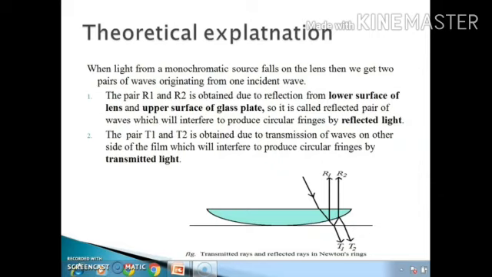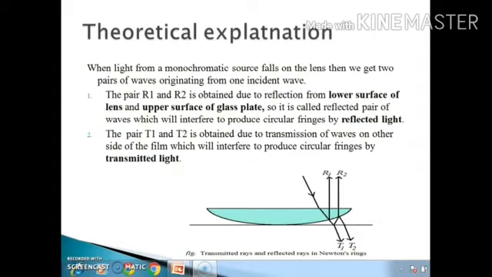R1 and R2 will form a reflected pair of waves which will further interfere to produce the circular rings by reflected light. Similarly, you can see in the figure we have also obtained a pair of waves T1 and T2 which got transmitted on the other side of the plain glass plate. This pair T1 T2 will interfere to produce the circular rings by the transmitted light.